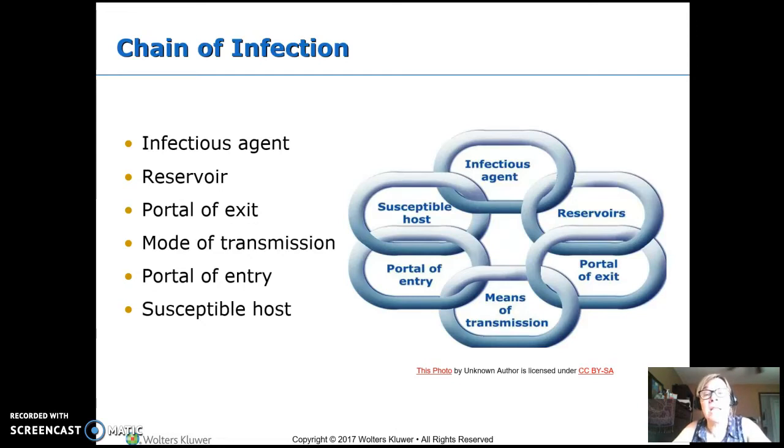Some things float in the air and you breathe them in, but not that many. Many are fecal oral, so it comes out of them and you have to ingest it. So somehow it's transmitted to that portal of entry. For most germs, that is mouth, nose, eyes, that it somehow gets into us.